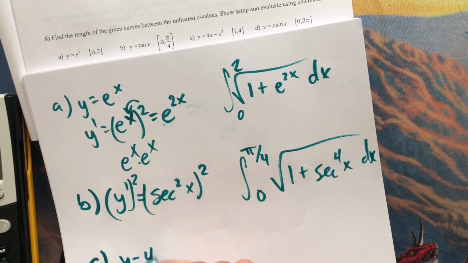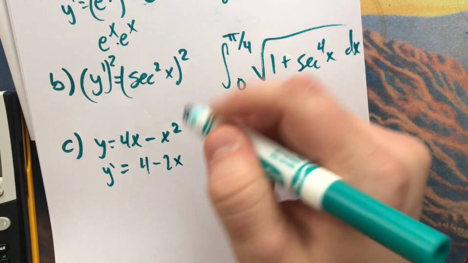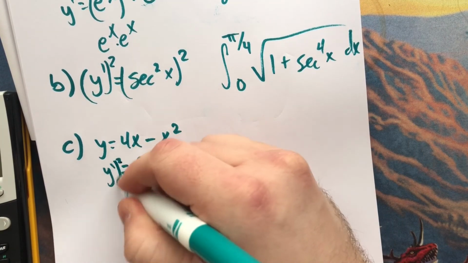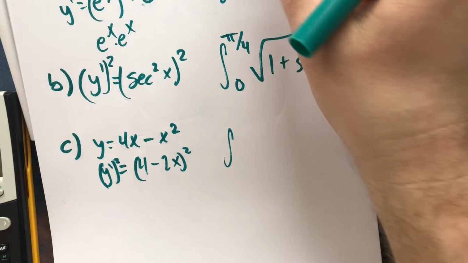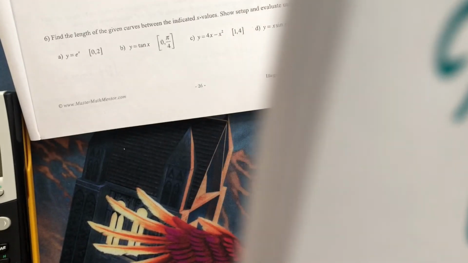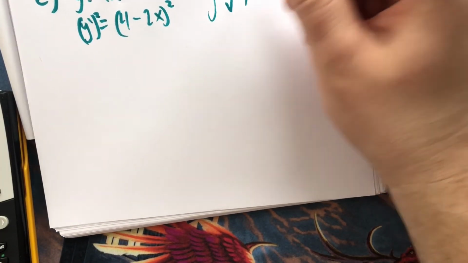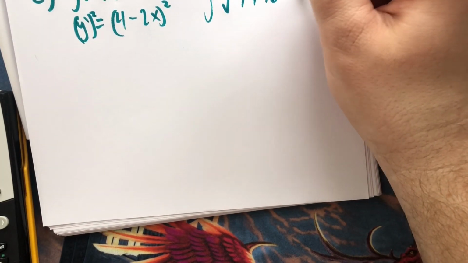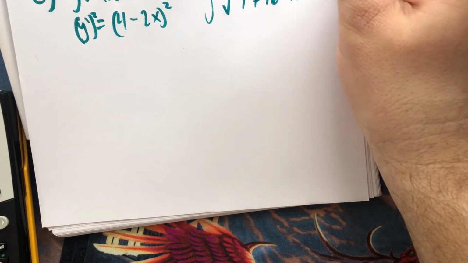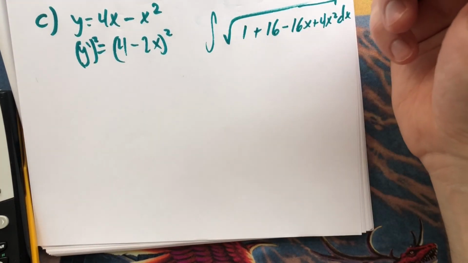And part C. We got y is equal to 4x minus x squared. So then y prime is going to be 4 minus 2x. So then we can just throw squares on it like that. You don't need to FOIL all that out. And then it goes from 1 to 4. You could just say 1 plus that. If you really want, you could say 1 plus 16 minus 16x plus 4x squared. I wouldn't. We're making more work for ourselves at this point, and why would we bother doing that?